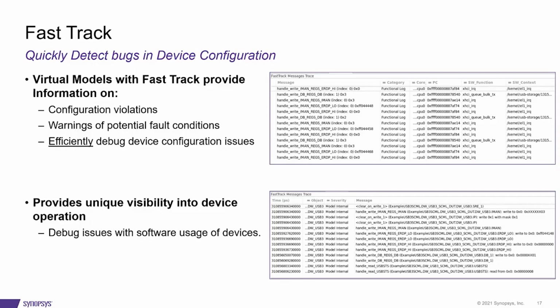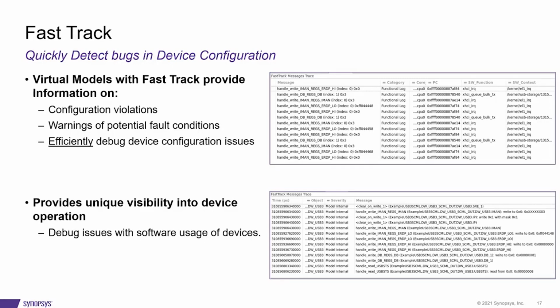Many of the models shipped with Virtualizer Studio implement a feature called Fast Track. This feature allows these models to detect issues with how they are being configured or used in the system. For example, if a set of registers are programmed in an order that violates the specification, or if registers are programmed at an inappropriate time, the software developer is warned of this and can take steps to fix the issue.